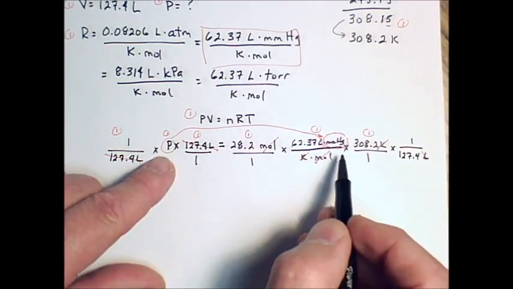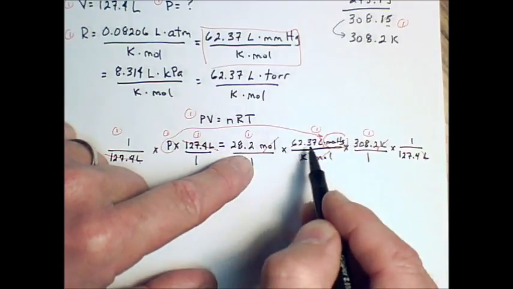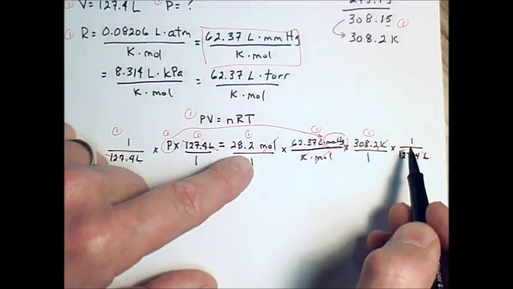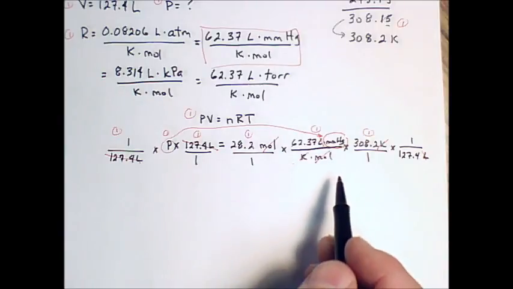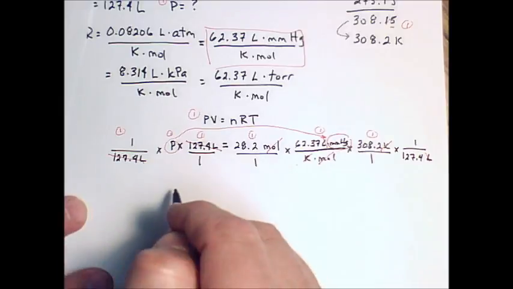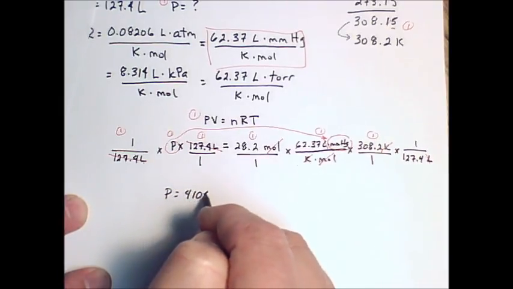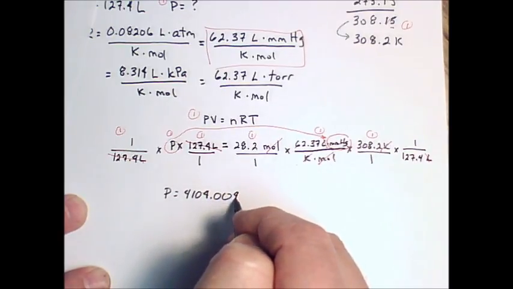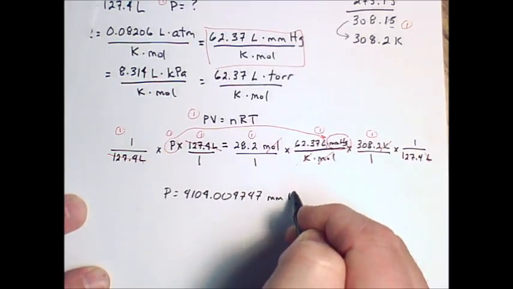We know that we've set it up properly because our units match the dimension. We're ready to do the math. You multiply this number times this number times this number, all the things on the top, hit equals, then divide by this number on the bottom. Okay, and this is 4 units of millimeters of mercury, and the unrounded answer for this, pressure equals 4104.4747 millimeters of mercury.